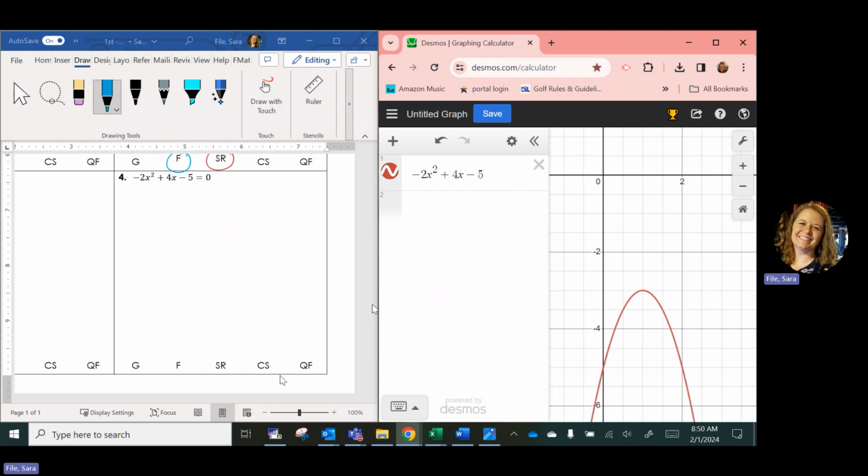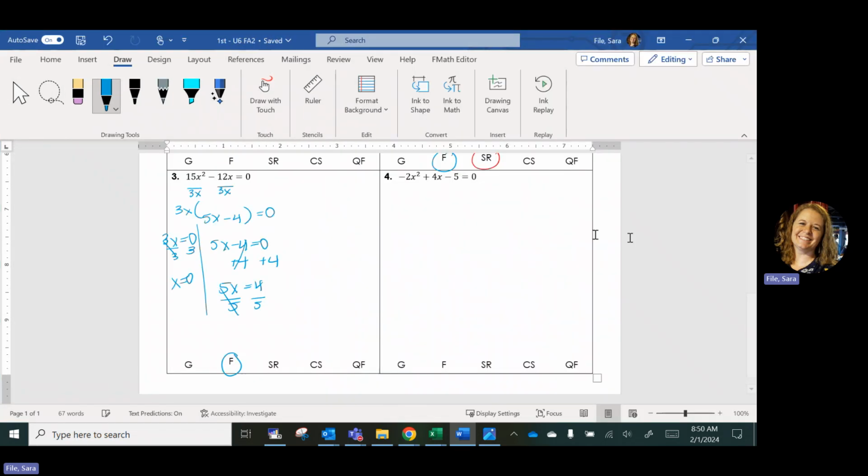Quick show of hands. How many of y'all did completing the square? How many did quadratic formula? Okay, I'll show you with quadratic formula because it doesn't seem like many people are doing completing the square, and that's fine. You don't have to. Okay, so quadratic formula, we need to identify A, B, and C.